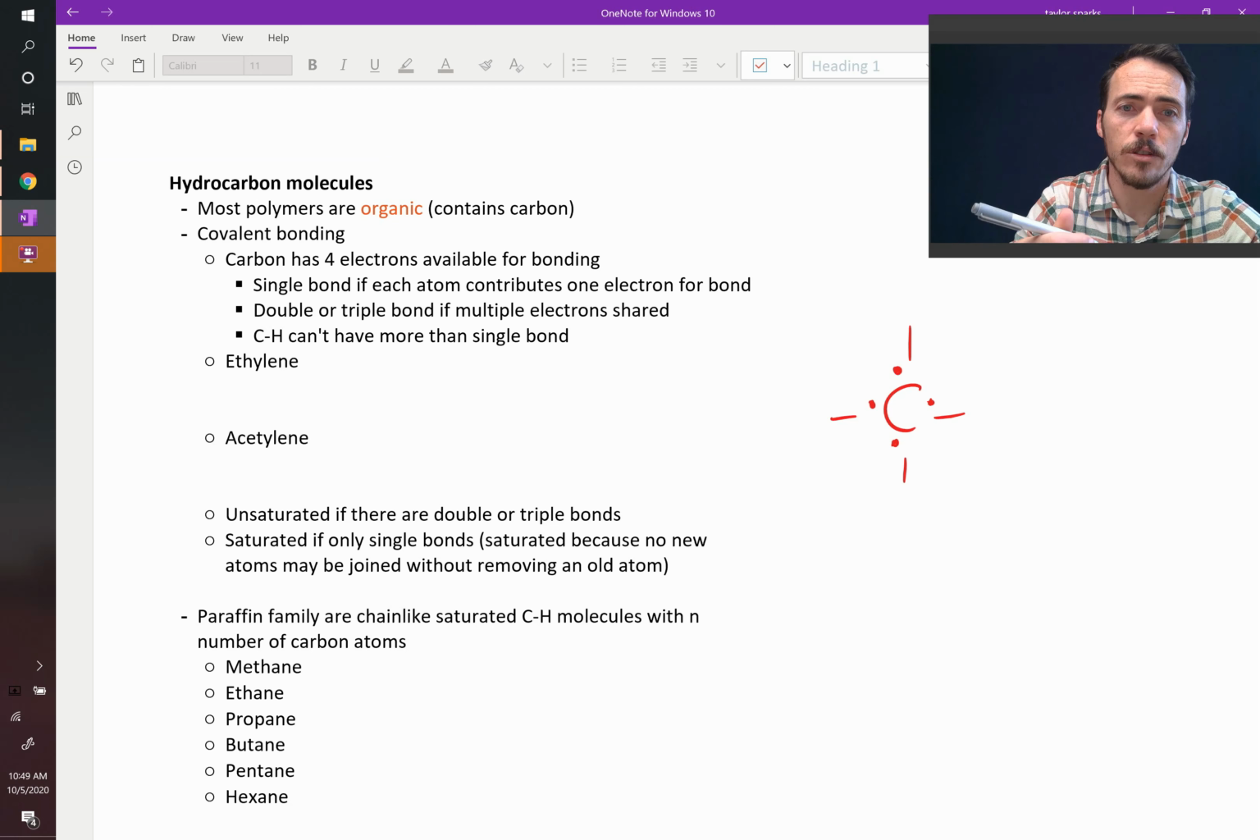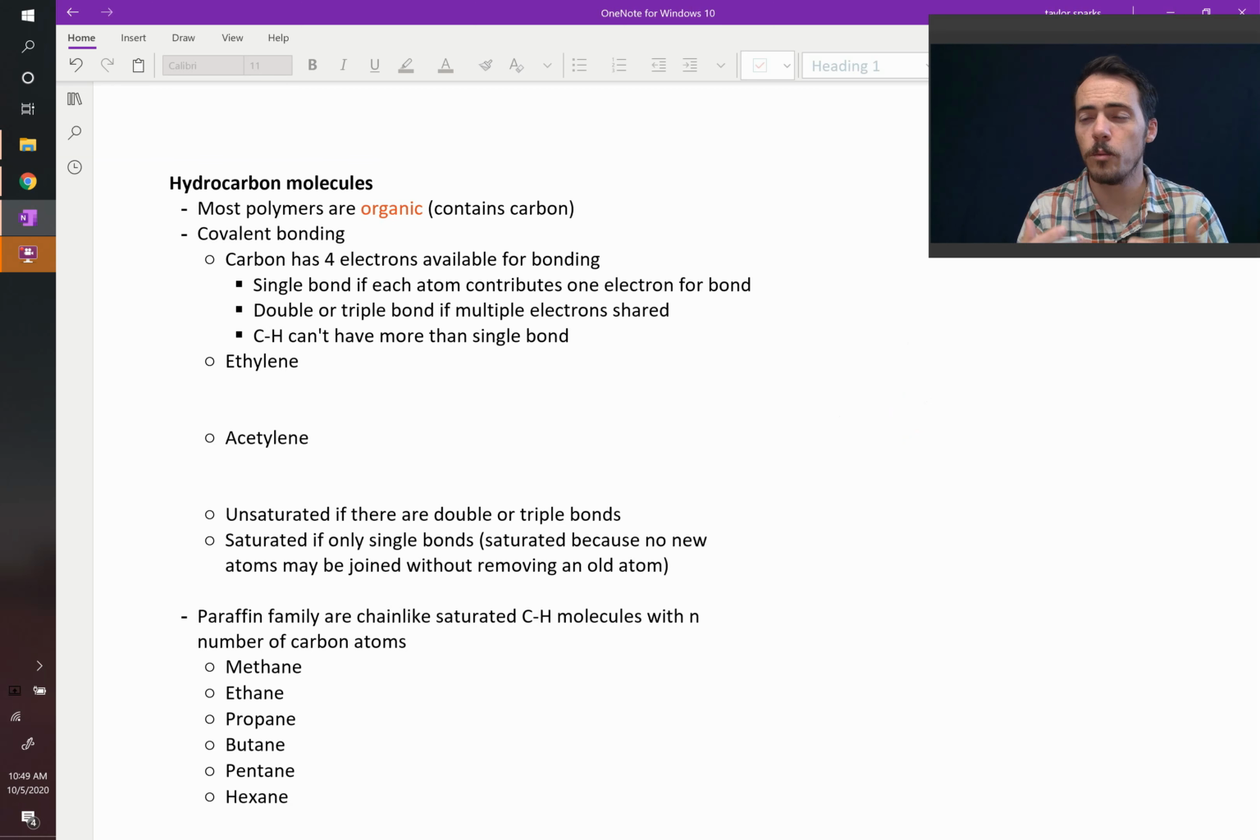So you can have single bonds that it forms. It can form double bonds, or it can form triple bonds, right? If it wants to share more than 1 electron, it can do double or triple bonds, okay? However, a carbon hydrogen can only have a single bond, right?